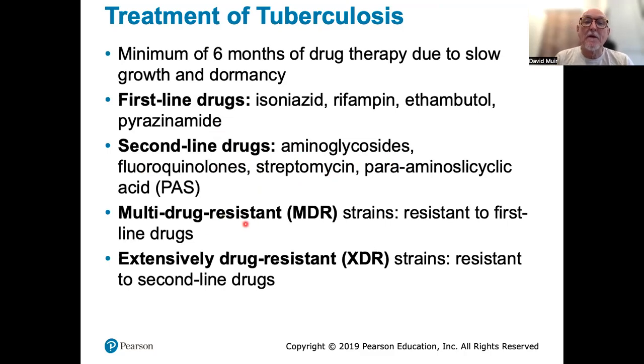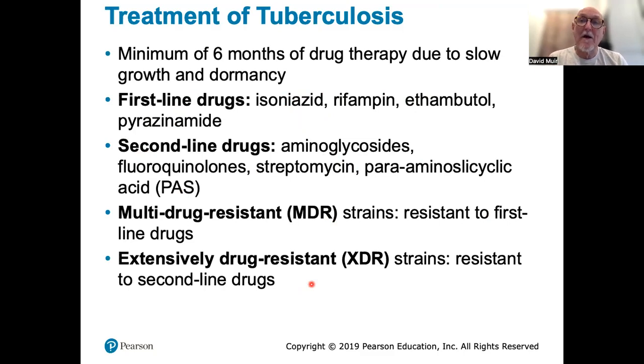So when the initial resistance appeared, they were called multi-drug resistant strains, because they serially became resistant to each of these drugs as they were used. And so those were multi-drug resistant. But now we have extensively drug-resistant strains, which are resistant to first-line and second-line drugs. And these are the subject of much research, but also the source of an enormous amount of new disease.